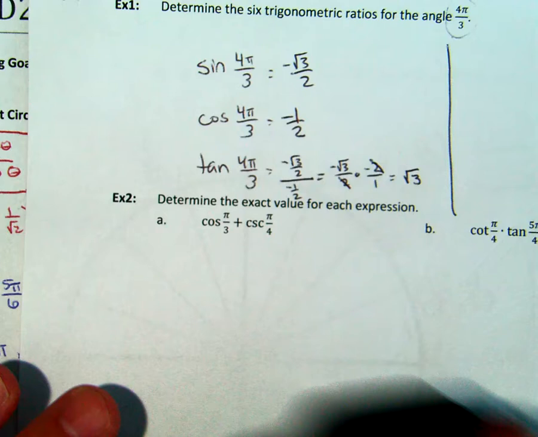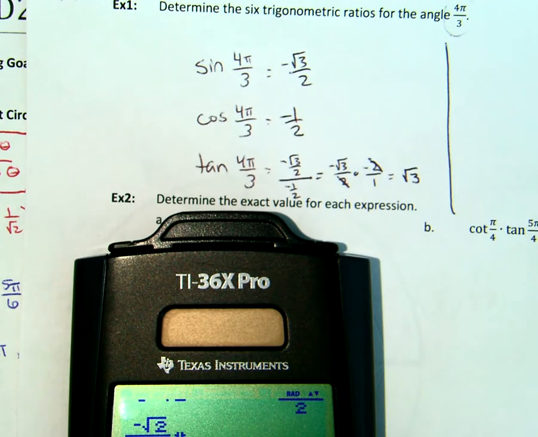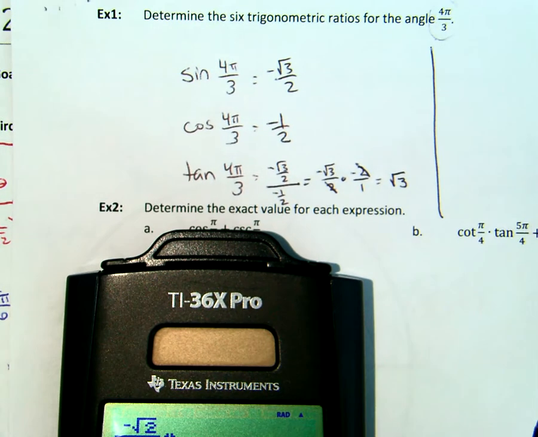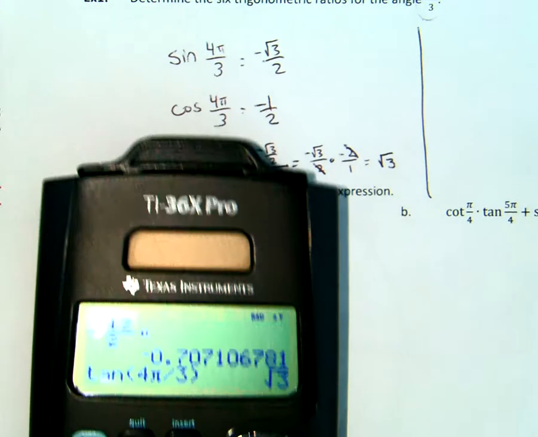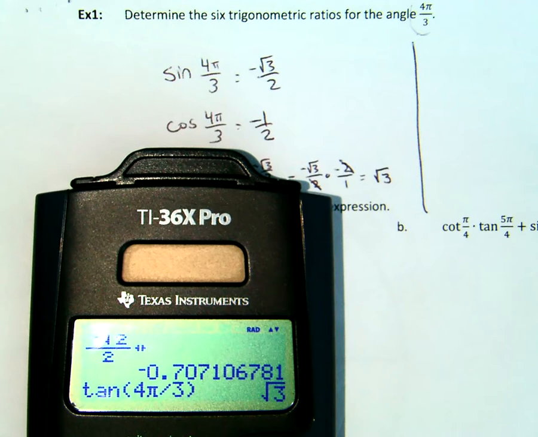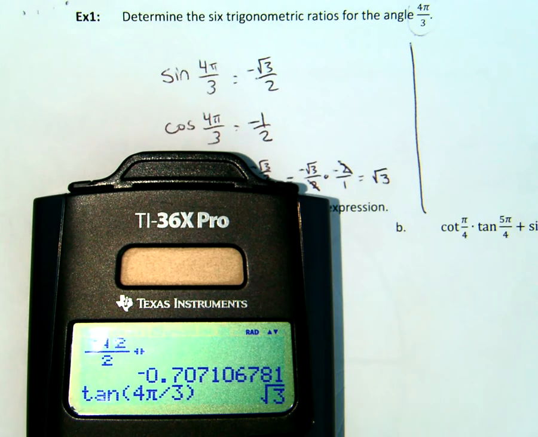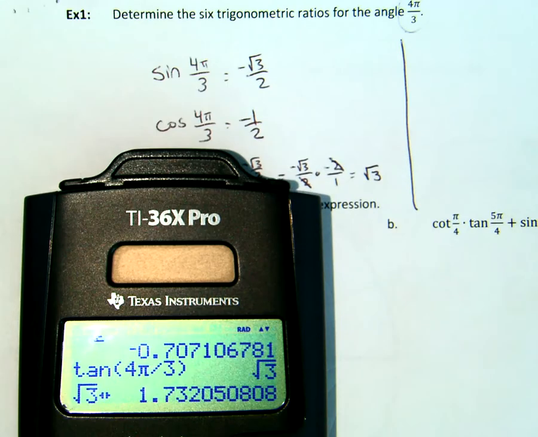And just to double check that on my calculator, just so we know we're doing it right, we go tan of 4 pi divided by 3, and we should get root 3, and we do. So it works. Oh, you can't see my calculator. Tan of 4 pi over 3 is root 3, which if you're getting it as a decimal would be 1.73.